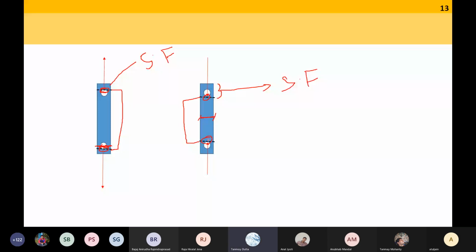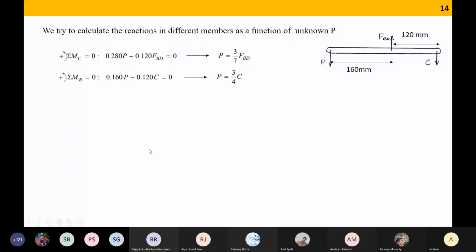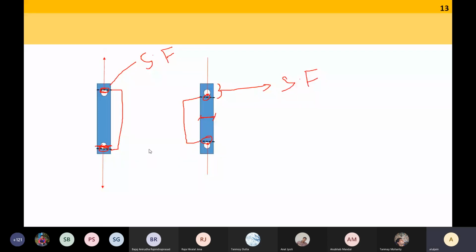So in the first diagram, if you consider somewhere in between the two holes, then it will be width into T only. It will be width into T, but we want the maximum. We have to identify the critical region. So in the first case, the critical region is this. Okay? Yes, sir. Now it's clear. Yes, sir, I got it.